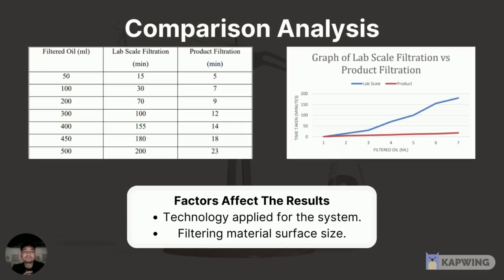So the comparison analysis of this testing, lab scale filtration unit shows a higher time taken to complete the filtration process than product filtration. You can see the graph of lab scale versus product filtration. It is much faster for product filtration to complete the process. So why are there differences in this result? There are factors. One of it is technology applied for the system, and second is filtering material surface size.